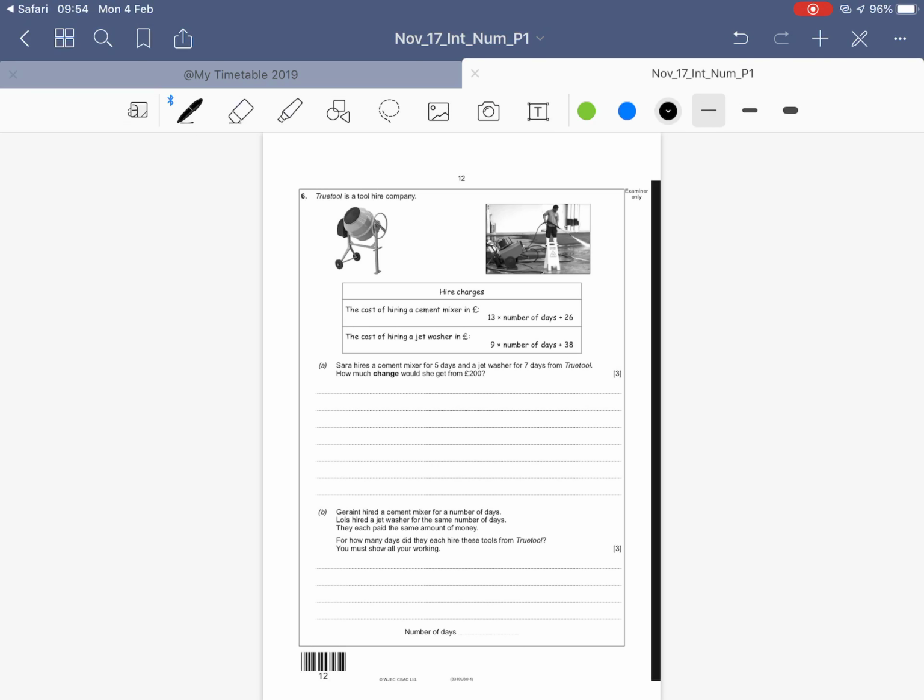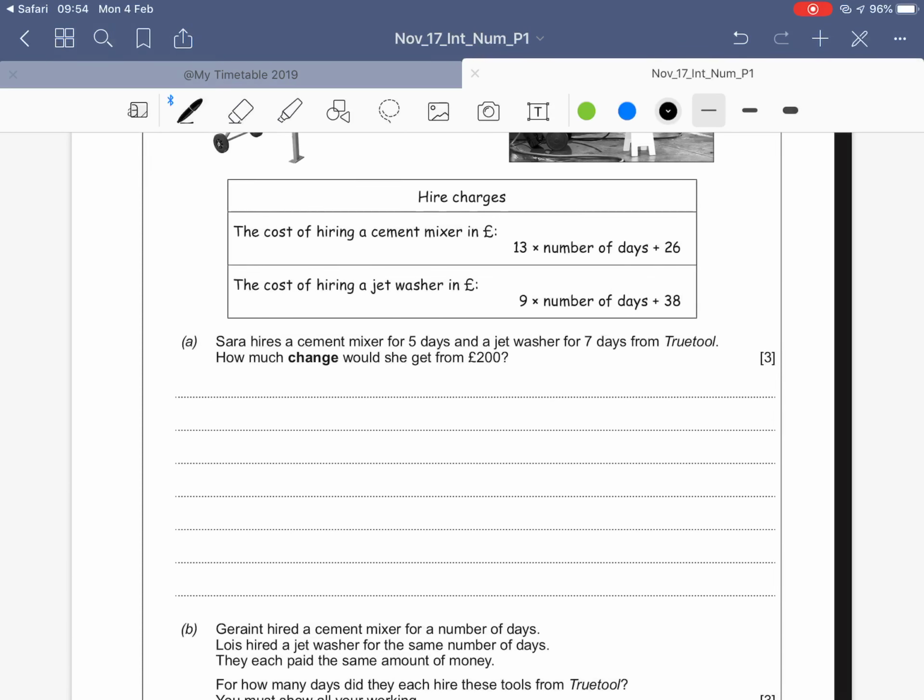Question 6. True Tool is a tool hire company, and I can see the costs there. The cost of hiring a cement mixer and a jet wash. Sarah hires a cement mixer for 5 days and a jet wash for 7 days. How much change, in bold, would she get from her £200?